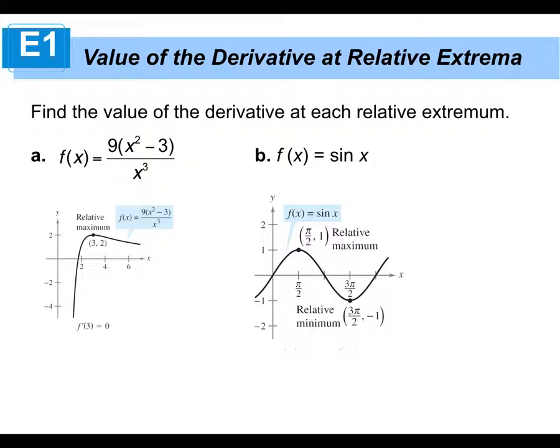Now, we still need to answer the question. Find the value of the derivative of each of the relative extrema. All right, so let's do B first. And we'll talk about this point here. So take the derivative of sine, which is cosine, plug in pi over 2, what do you get? 0. Take the derivative of sine to get cosine, plug in 3 pi over 2, what do you get? 0.